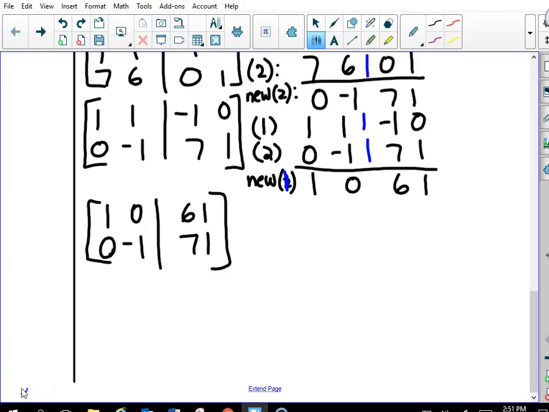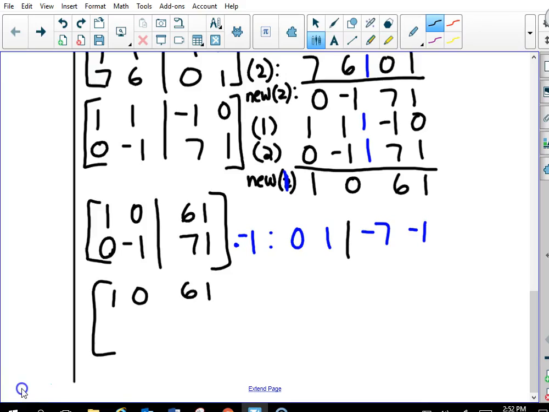Now looking down at row 2, column 2, I need a +1, and I have a -1. So the easiest way to do that is just to multiply that whole row by -1. Okay, that goes positive, and then my 7 goes negative, and so does the 1 on the other side. 1, 0, 6, 1, 0, 1, negative 7, 1. Okay.